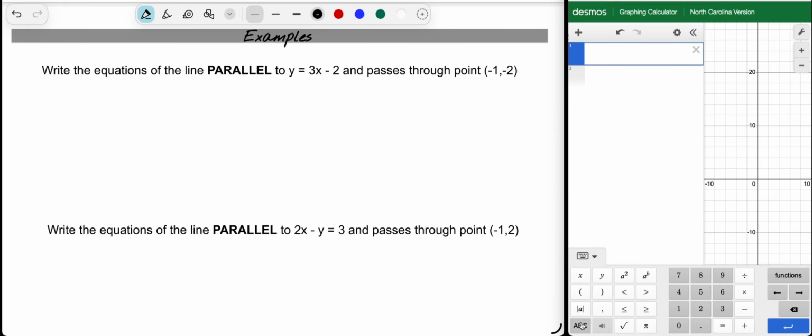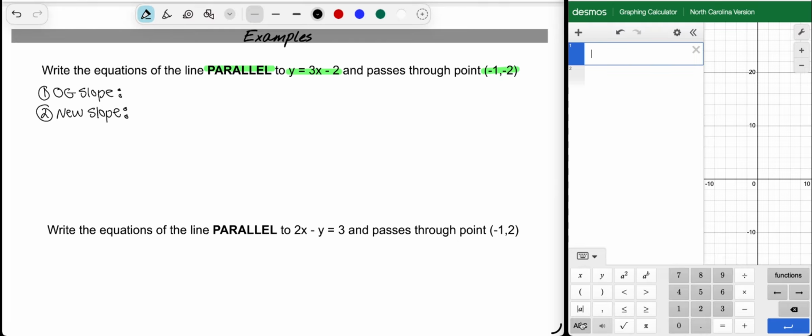All right, so let's look at the first example. The first example says write the equation of the line that is parallel. That is important. So we're looking for it to be parallel to y equals 3x minus 2, and it passes through the point at -1, -2. So the first thing we have to find is our OG slope. After we find our OG slope, we need to get our new slope. Once we get our new slope, we're going to use the point and the new slope in order to start writing our equation. But let's go ahead and complete step 1.